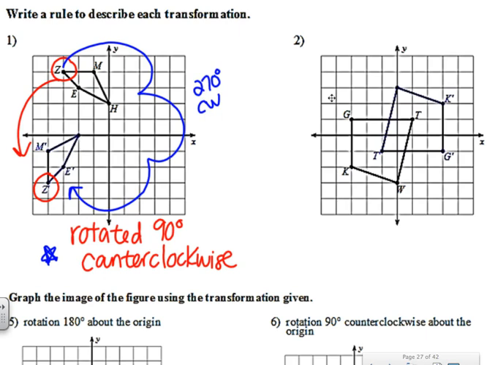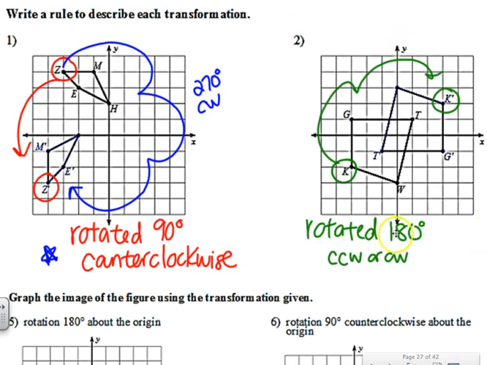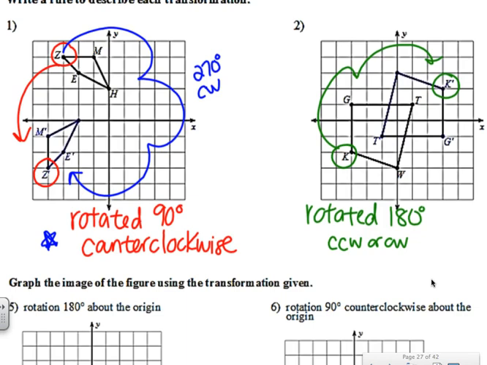Okay, so on this second one, why don't you go ahead and try it on your own, pick your favorite letter, and tell me the rotation. Press pause. All right, so on 2 you had 2 turns, so you should have said rotated 180 degrees, and you could have used the word clockwise or counterclockwise. Order does not matter for 180 degrees.